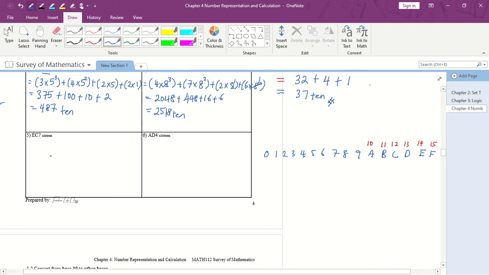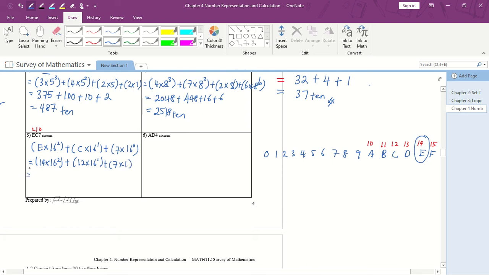Now when we look at EC7, I forgot to put in the positions 0, 1, 2. We know E times 16 power of 2, 16 squared, plus C times 16 power of 1, and the last one, 7 times 16 power of 0. And we know that E is what? E is equal to 14. Just look back here, E is equal to 14. So 14 times 16 squared plus, and how about C? C here is 12. So 12 times 16 power of 1 plus 7 times 1, basically.